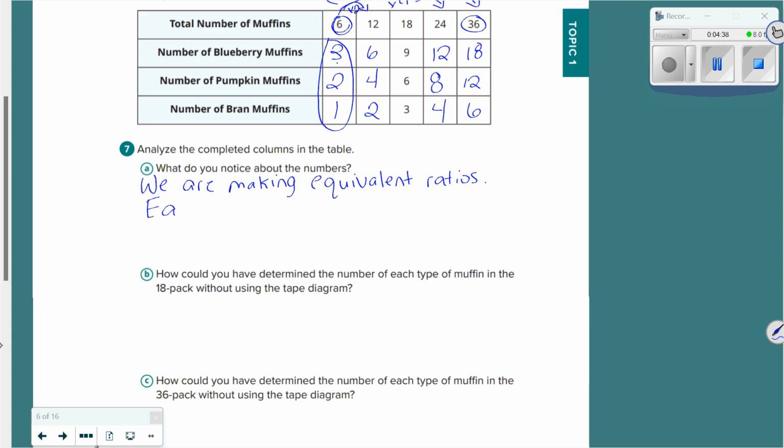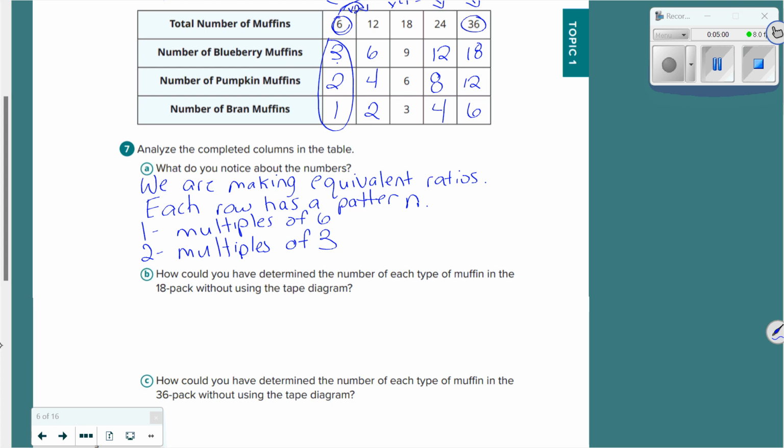Each row has a pattern. Row 1 are multiples of 6. Row 2 are multiples of what? 3. Row 3 are multiples of? 2. And row 4 are multiples of? 1. There we go.